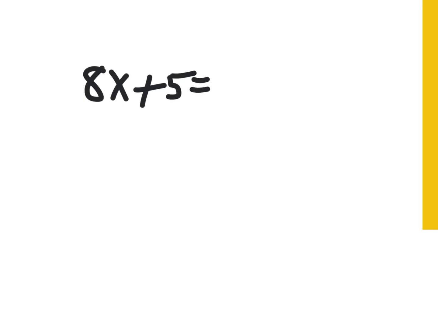8x plus 5 is equal to 4x minus 3. This should just be like, oh yeah, that's easy. It's just an equation. I can solve that. Take a second. Solve it. Be ready to tell me every step.